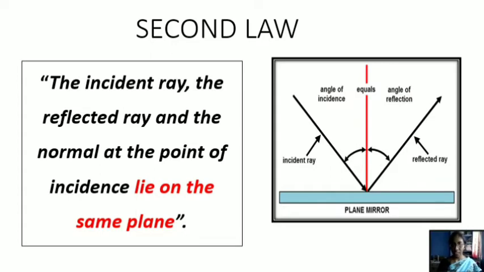So we saw three types of ray, right? The incident ray which comes from the light source, and the reflected ray which gets reflected from the reflecting surface, and the point of incidence, that is where the incident ray meets the reflecting surface. So these three, they lie on the same plane. You can see this is the plane where all three are lying.